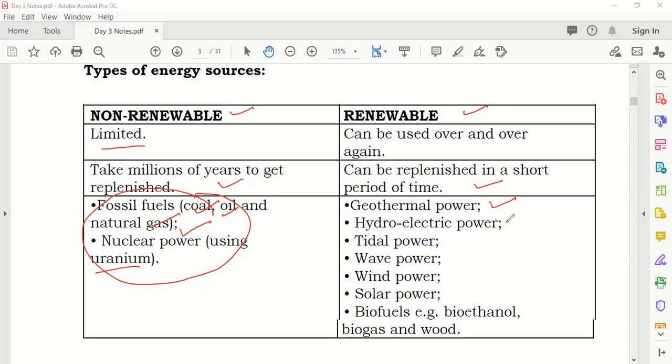But other sources like geothermal, hydroelectric, tidal, wave, wind, solar power, biofuels like bioethanol, biogas, and wood, they are all renewable. You can use them again and again. So this is the main difference between them. I hope everybody got it. Can we move further?